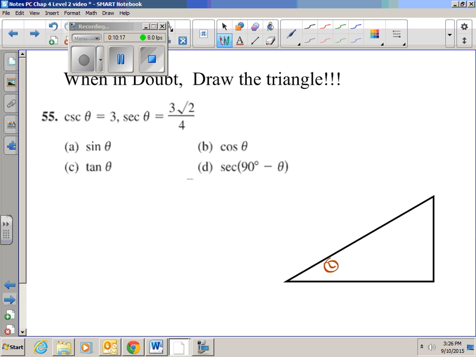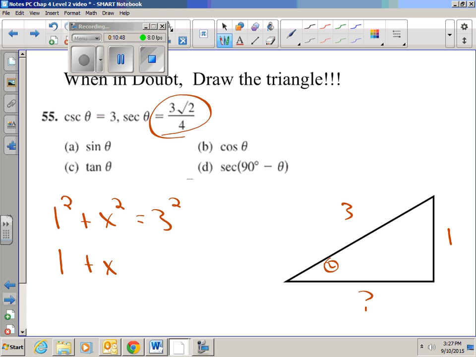Sure enough, now my theta is a first quadrant angle. I know my cosecant is 3, which means the sine is 1/3. I couldn't look here, but that's a pretty yucky number to work with. So I'm just going to use the Pythagorean theorem right now to figure out my missing side. I know that 1 squared plus my missing side squared is equal to 3 squared. So 1 plus x squared is equal to 9. X squared is equal to 8. So x is equal to root 8, which of course is 2 root 2.